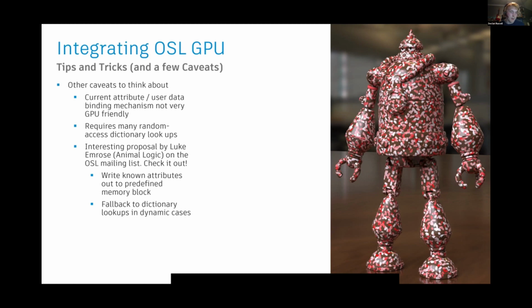There's a really interesting proposal by Luke Emrose from Animal Logic on the OSL mailing list, which is definitely worth checking out. Basically, you write all your known attributes to a predefined memory block as much as you can up front, and then when you need dynamic lookups, because you can't know what you need, we drop back to this slower dynamic dictionary lookup case.